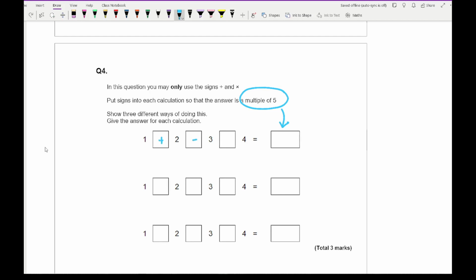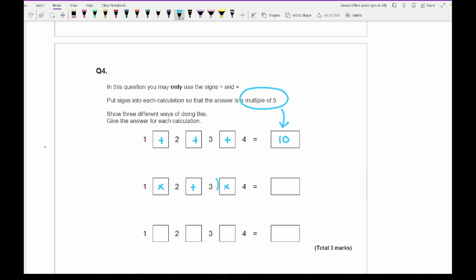3 and take away, actually let's not do take away. So that's going to give me 3. Plus 3 gives me 6, and then plus 4 gives me 10. Then think of another combination. So let's go for 3 times 2, which is 6, and then plus 3, which gives me 9, and then 5 times 4, which gives me 20.